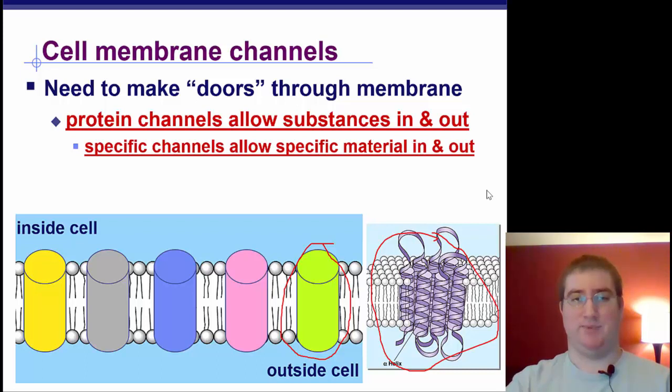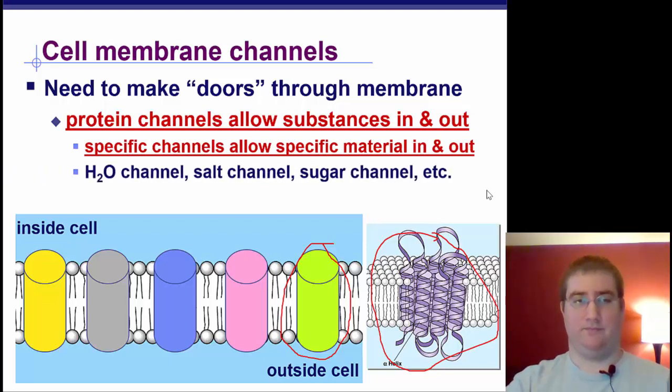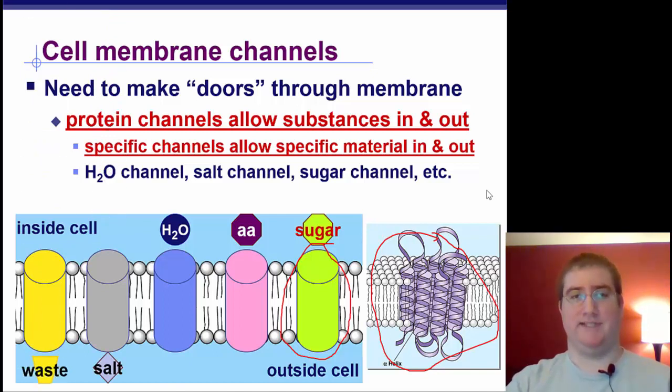It's highly specific. If you are not water, then you cannot pass through any other door but the water door. Here we have the sugar channel, so sugar can pass through, an amino acid channel, a water channel known as an aquaporin, a salt channel, a waste channel. Each individual substance needs its own personal door, its own personal pathway into and out of your cells.